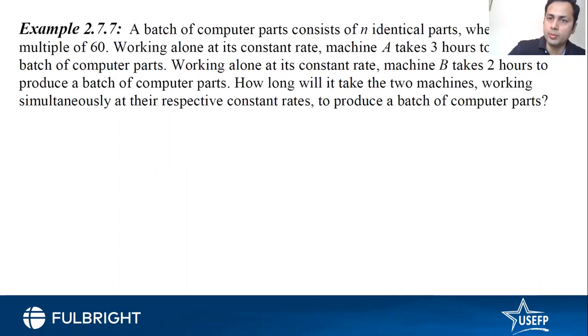Working alone at its rate, machine B takes 2 hours to produce the same batch of computer parts. How long will it take the two machines, working simultaneously at their respective constant rates, to produce the batch? So there's machine A, which takes 3 hours, and machine B, which takes 2 hours. How much time will they take if they work together? You can pause this video and solve it yourself.